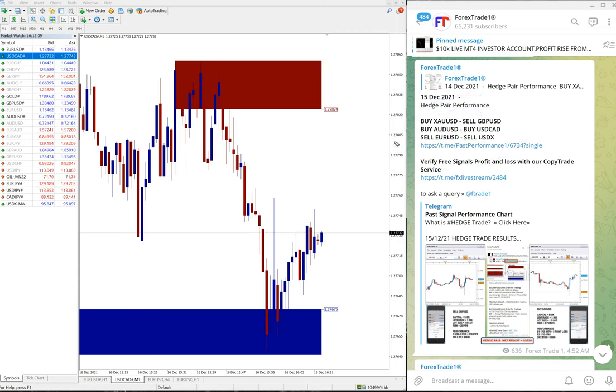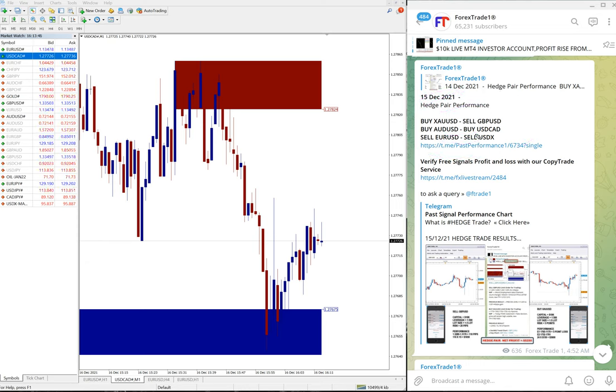For example, if gold is going up, GBPUSD will go down, sell GBPUSD. It depends on how much volume you are trading, and if you are trading equally, by hedging you will minimize the risk of huge loss. Based on this, we have created three hedge pairs, this against this, this against this, and this against this, as we have explained to you earlier.